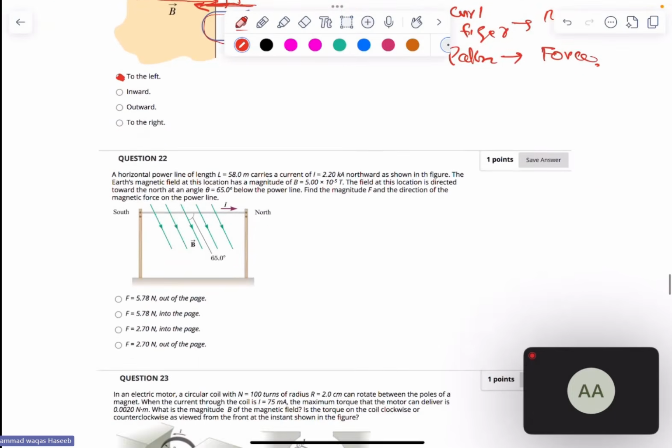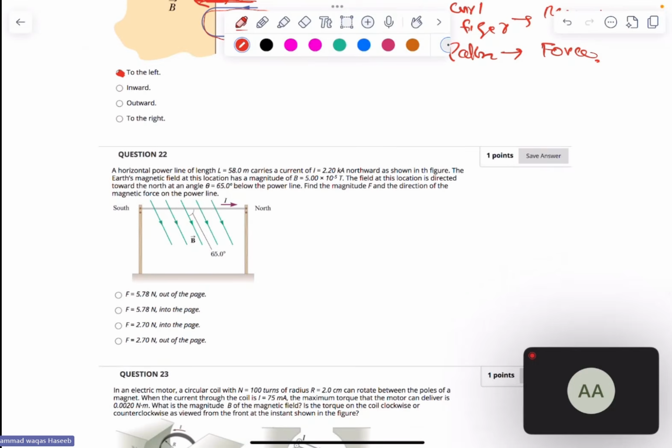Now the next question is: a horizontal power line has a length and carries a current, as shown in the figure. The earth's magnetic field B is given. The field is directed towards the center at an angle to the north, 65 degrees below the power line. Find F and the direction of the magnetic force. So this is the direction, and this is the direction of the current and magnetic field.